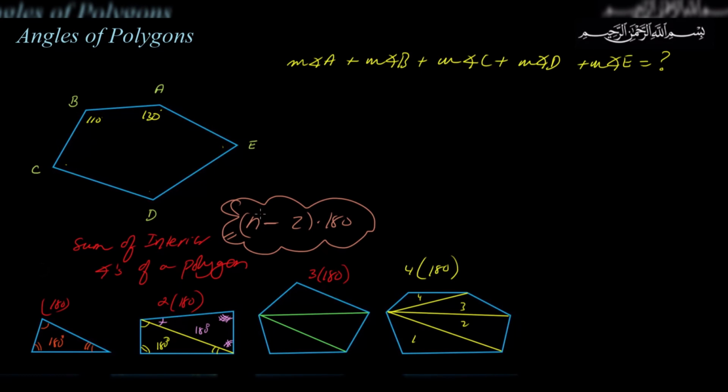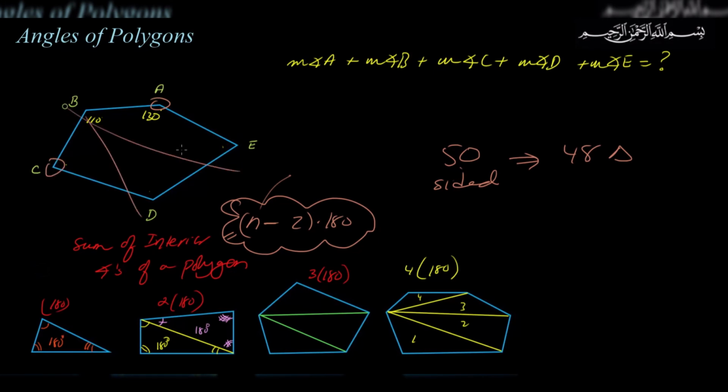Okay, so n is the number of sides of the polygon. So if you have a 50-sided polygon, you can make 48 triangles out of that. The reason is that there are two adjacent vertices you can't make triangles with, and you can make triangles with the rest of the vertices. So the sum of the interior angles of this 50-sided polygon is going to be 50 minus 2 times 180 degrees. Ta-da! There we have it.